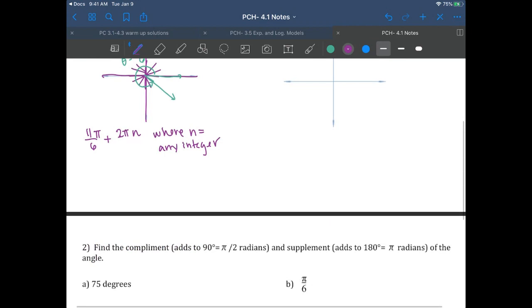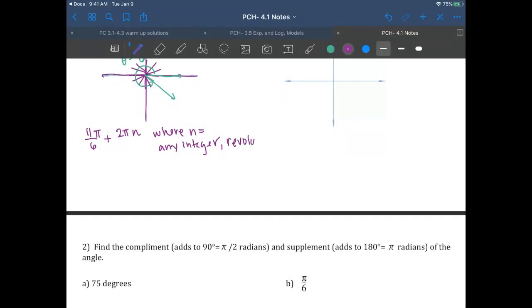Okay, so basically n is any integer of revolutions, adding or subtracting revolutions. So I'm going to take 11 pi over 6 plus 2 pi times 1 for an added rotation. And I get 11 pi over 6 plus 12 pi over 6, which gives me 23 pi over 6.